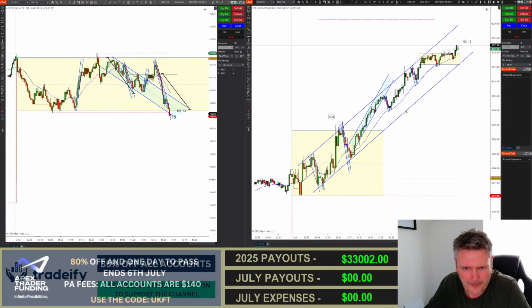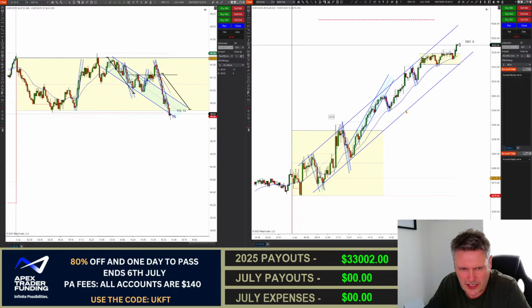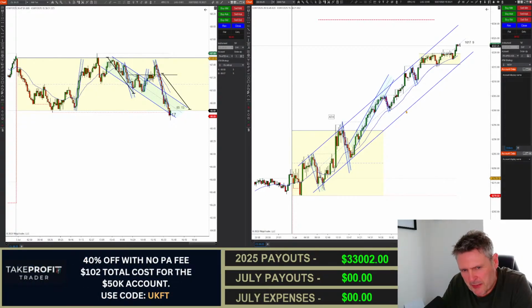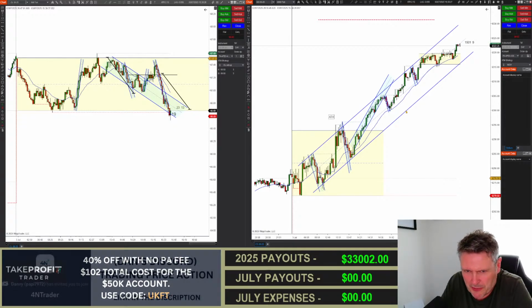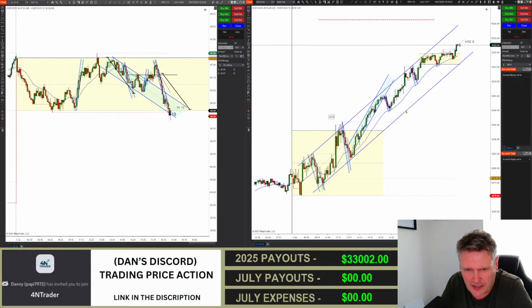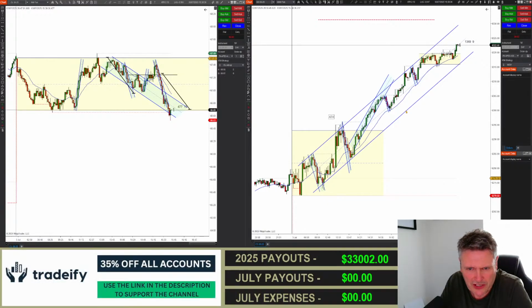If you put $2,500 of your own money in, you're risking $2,500. If you get an evaluation and a PA account, a total of $175, you've still got $2,500 to play with. It's only cost you a tenth of that. So don't use your own money unless you're experienced and you can make money using someone else's.